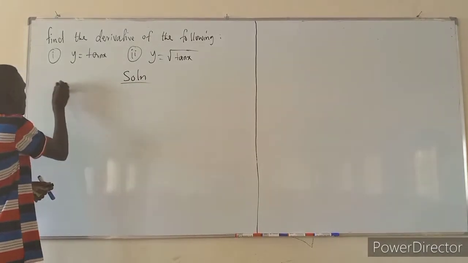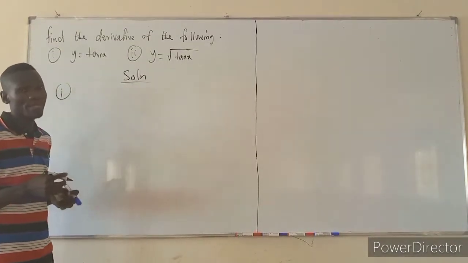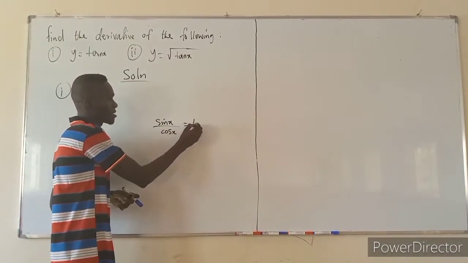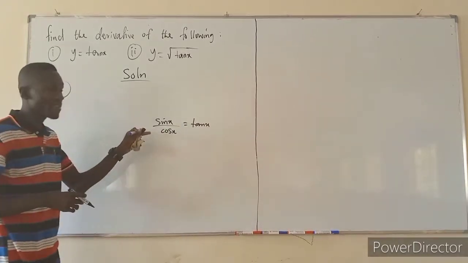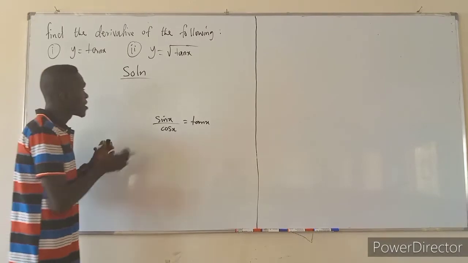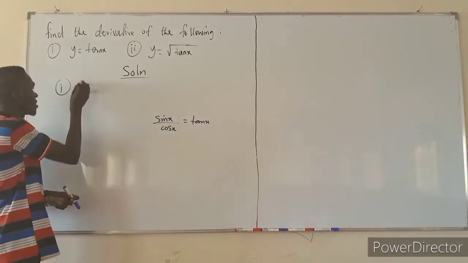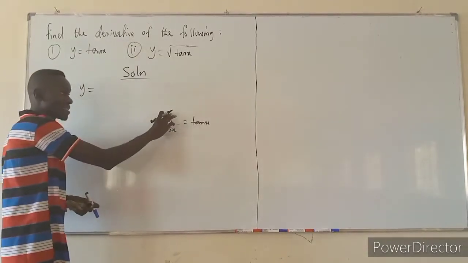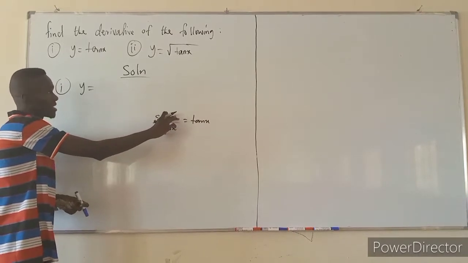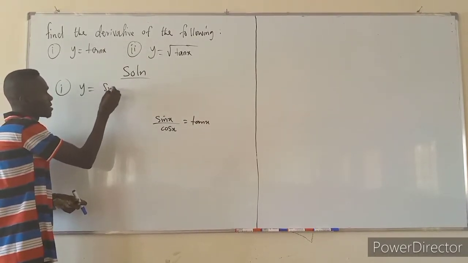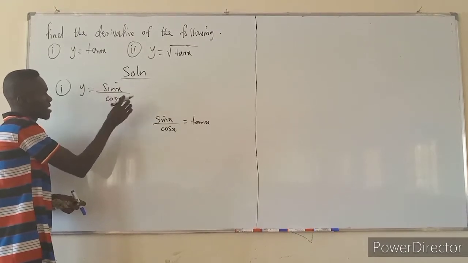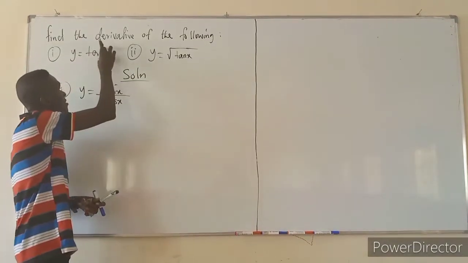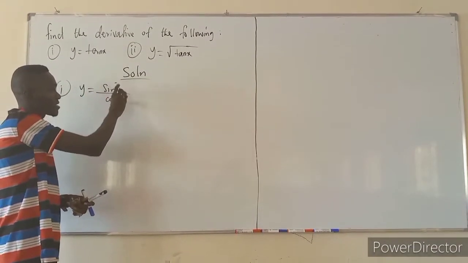Solution, that's for the first one. Now recall from our trigonometric identities, we said sin x over cos x is equal to tan x. So this identity will be very important for us in this video. For the first question, it says y equals tan x. But instead of tan x, I'll be replacing it with sin x over cos x. As you can see, I've changed the nature of the equation, because it was tan x, but right now I have sin x over cos x.